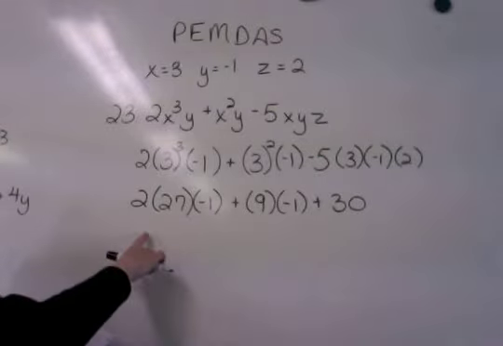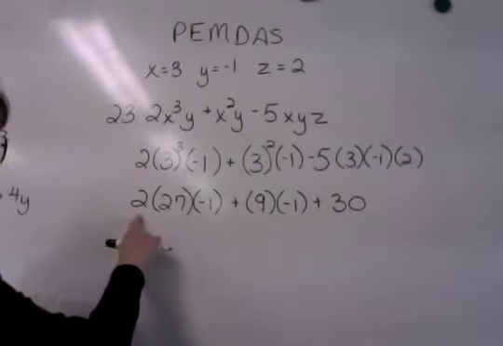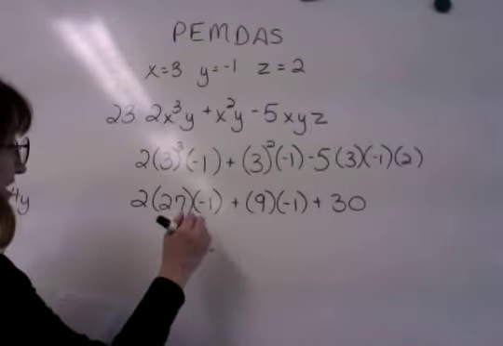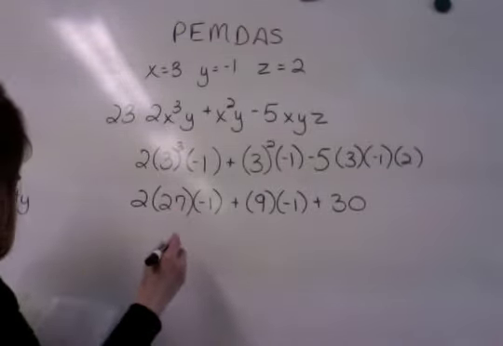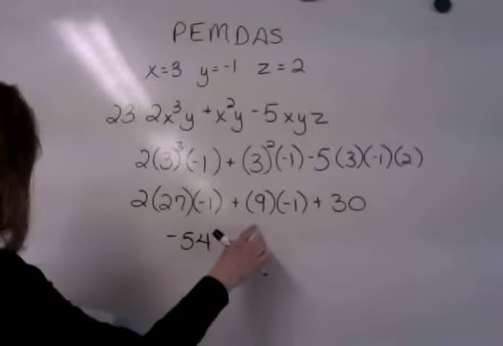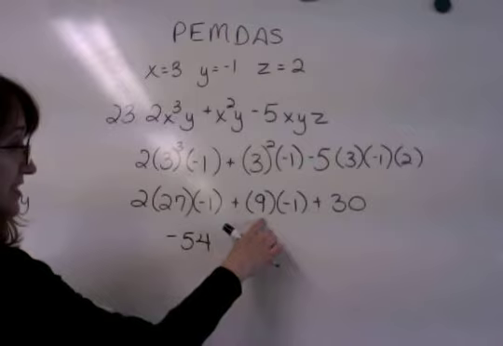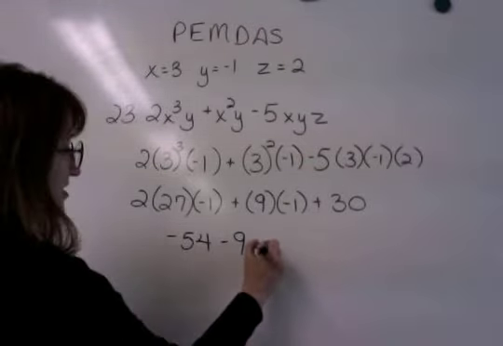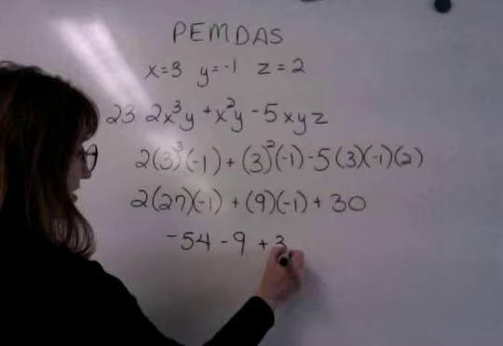Now let's do our multiplication through here. So 2 times 27 would be 54. And then multiply it by the negative 1, it would make it a negative 54. Then I have right here, 9 times a negative 1 would make it a negative 9. And then I still have the positive 30 hanging out here.